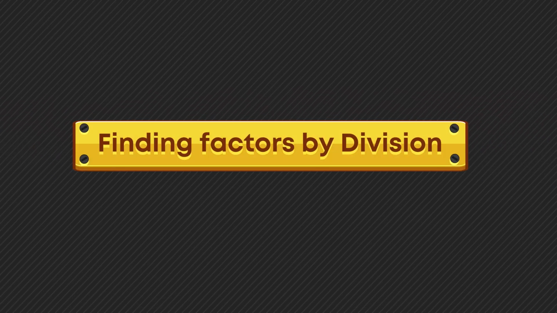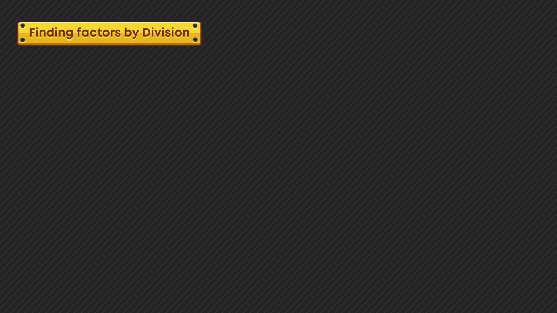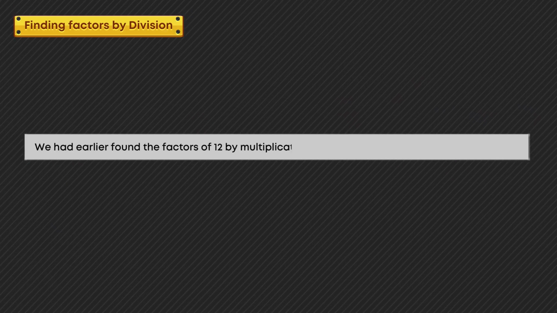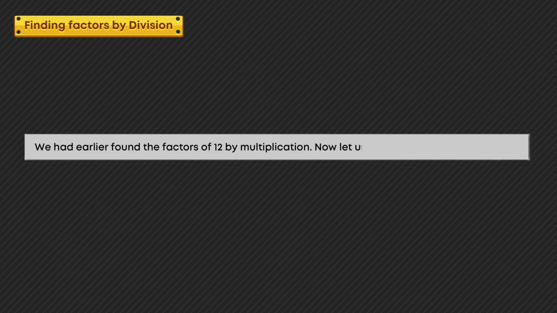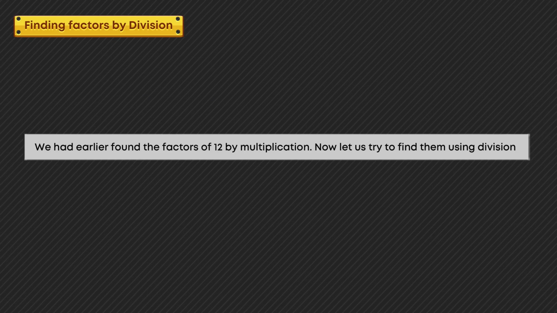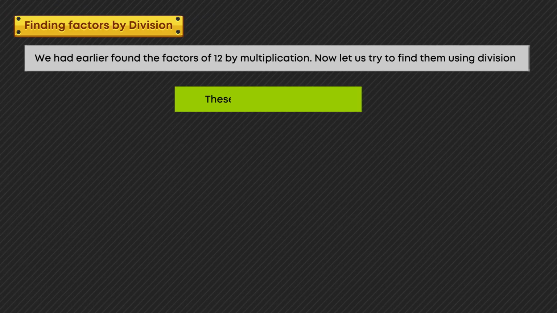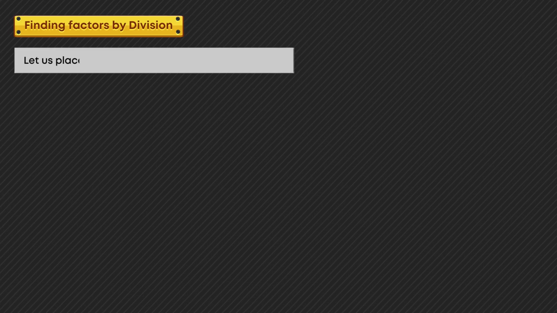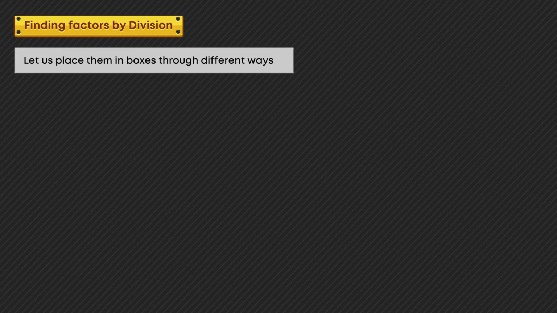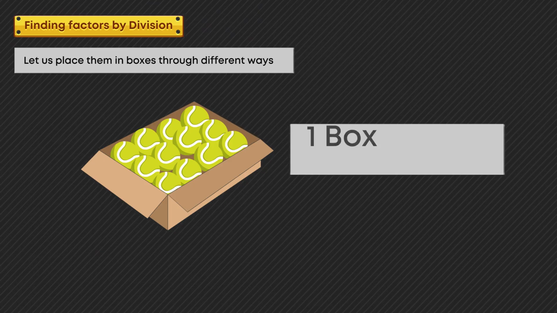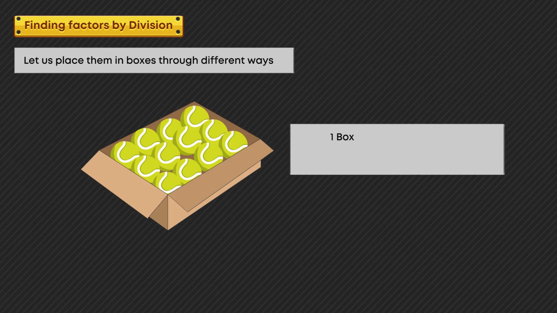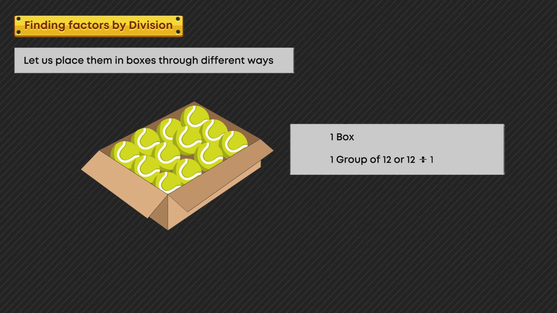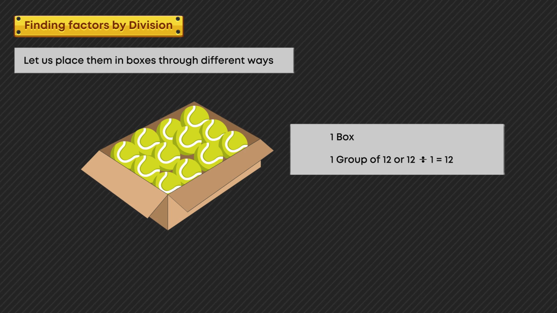Finding factors by division. We had earlier found the factors of 12 by multiplication. Now let us try to find them using division. These are 12 tennis balls. Let us place them in boxes through different ways. 1 box. 1 group of 12. 12 divided by 1 is equal to 12.